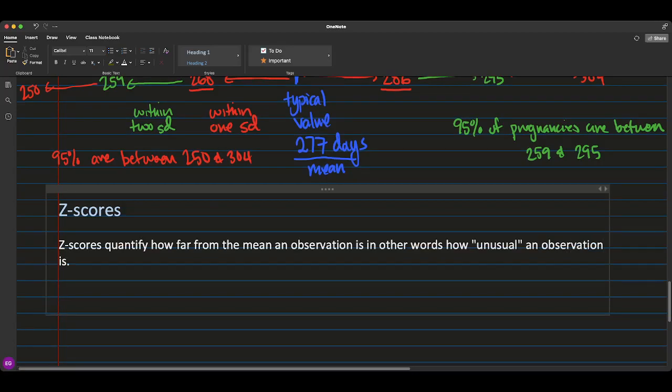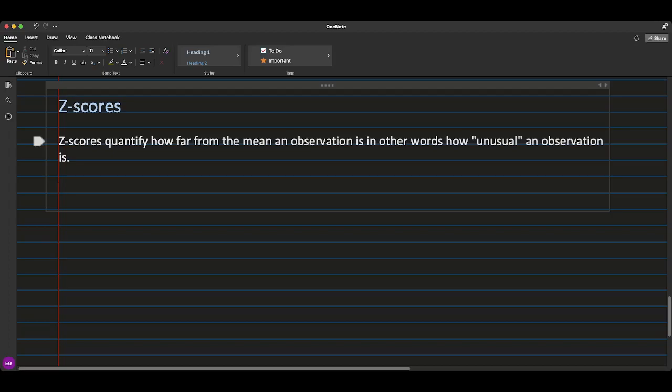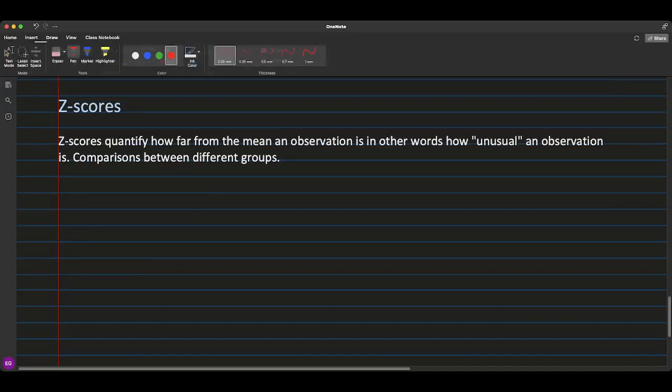Okay, so the z-scores are mostly useful when you're making comparisons between different things, between different groups. So let me give you an example. Let's say I'm teaching 2 different courses, a night course and a morning course. So there's a night course and a morning course.